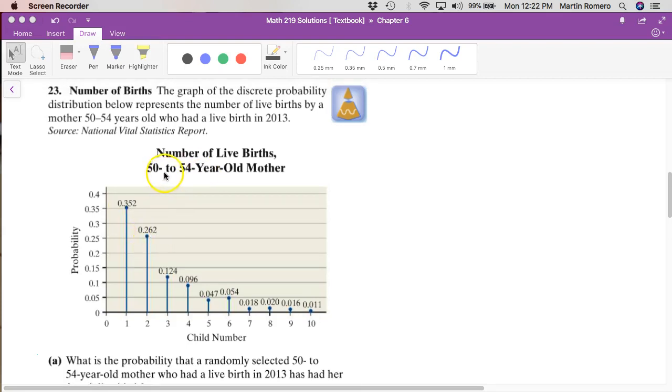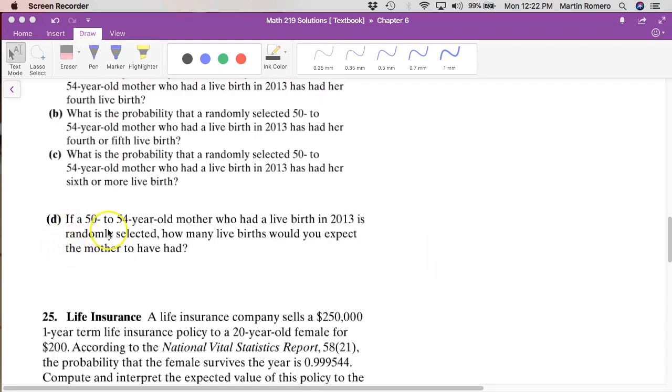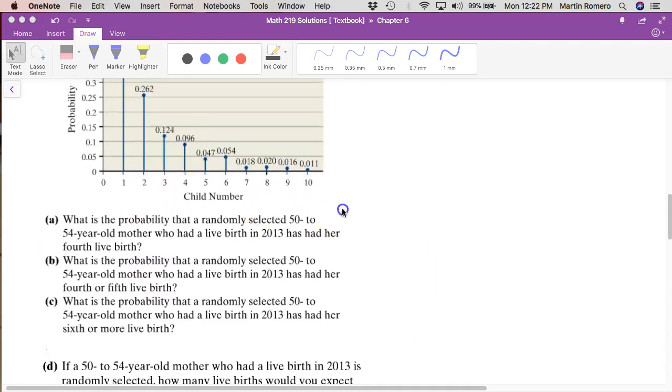Of the number of women who had babies, 50 to 54-year-old mothers, 26% had their second child between 50 and 54. So that's the idea we're looking at. What is the probability that a randomly selected 50 to 54-year-old who had a live birth has had her fourth live birth? In this case, we're just calculating the probability that x equals 4. We just look here, and that would be 0.096.